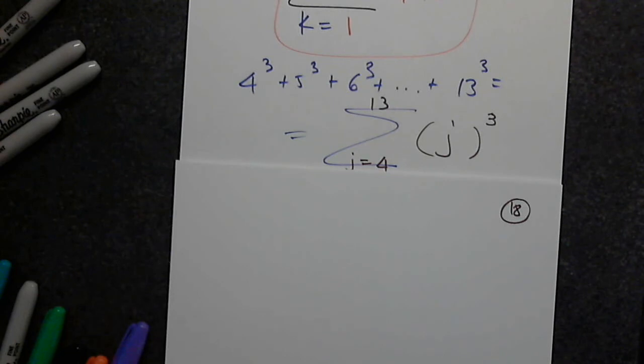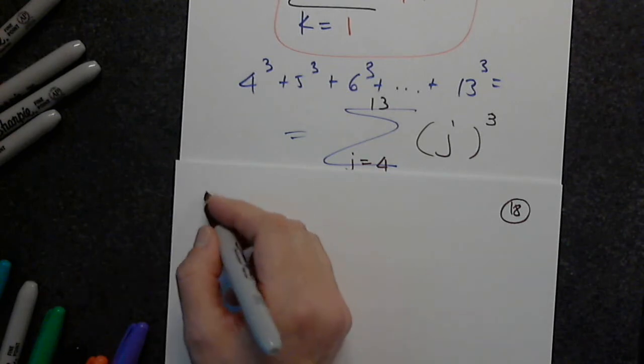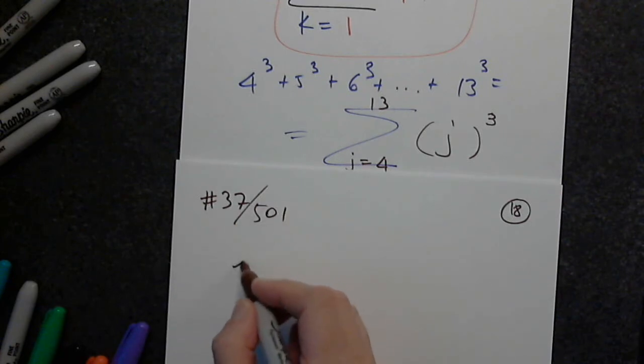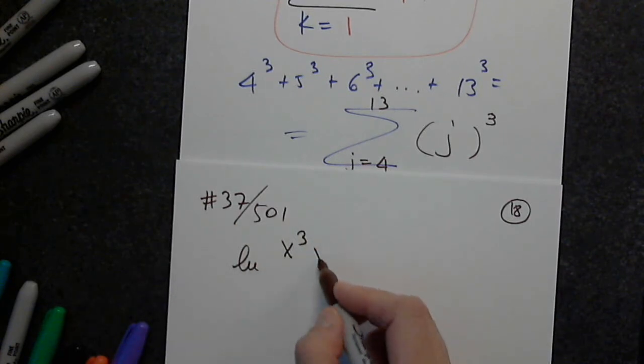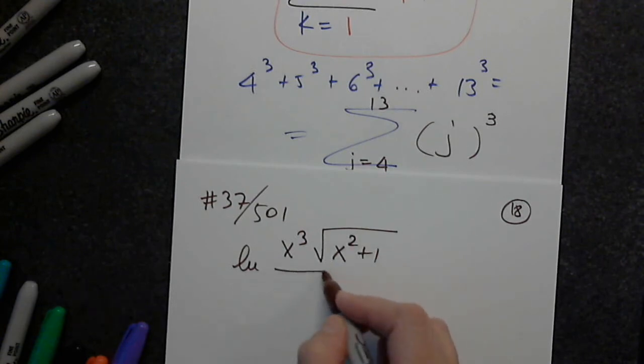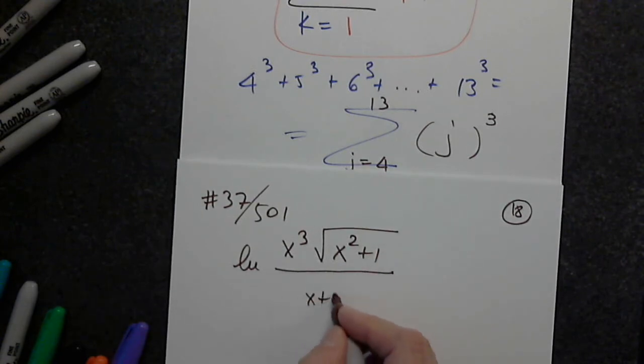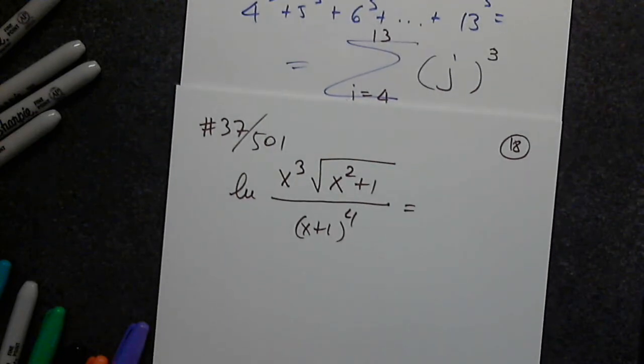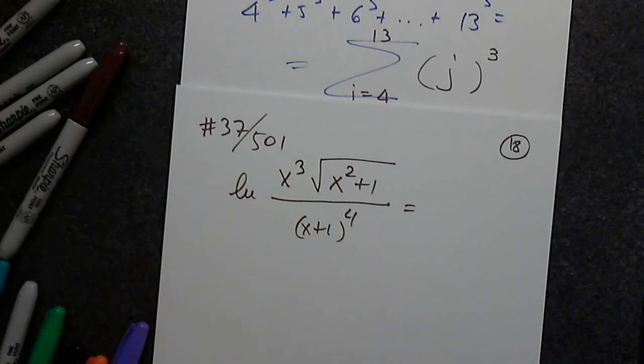Okay, so let's look at an expanding like 37, page 501. Natural log of x cubed times the square root of x squared plus 1, over x plus 1 to the 4th. If you give me this, I will immediately say 2 factors at the top, 1 factor in the denominator, 2 will have plus in front, 1 will have minus in front. I will immediately notice that, so I don't make an error. And then please tell me what to write.